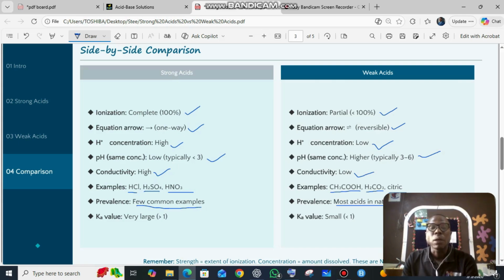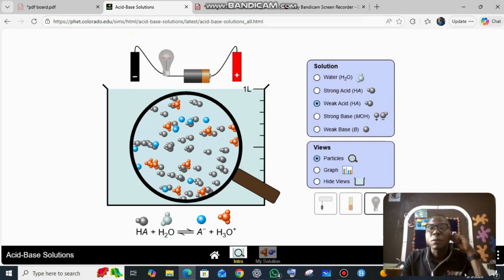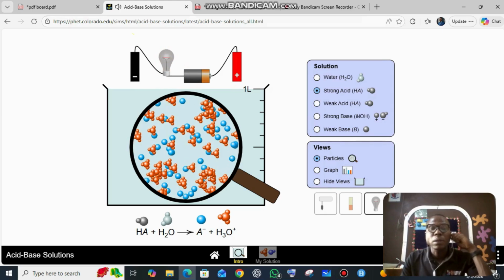Quickly, let us compare the conductivity of strong acid and weak acid to demonstrate which of them is a better conductor. So look at my screen here. As you can see on the screen, we have a strong acid. Now let's see how it will conduct. Let's compare the conductivity of the strong acid to that of the weak acid. Let's see how it works.